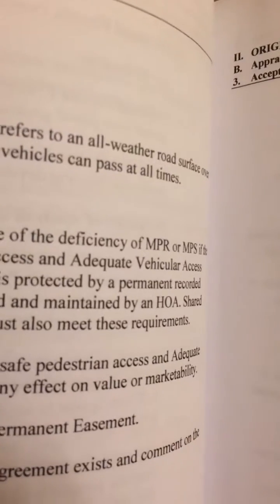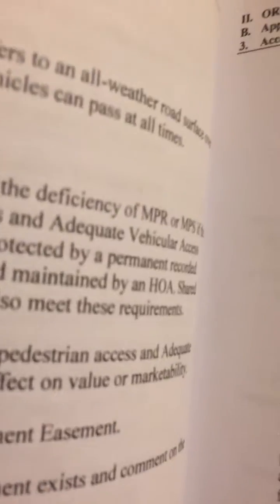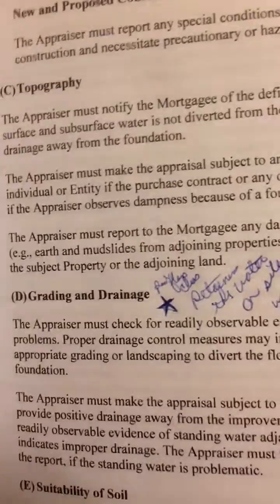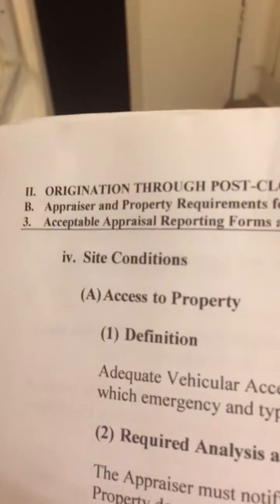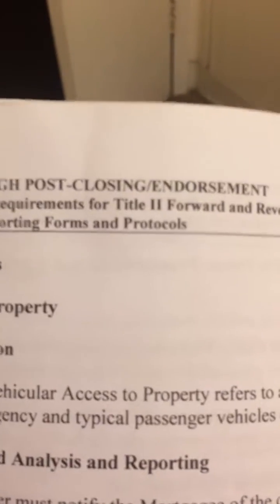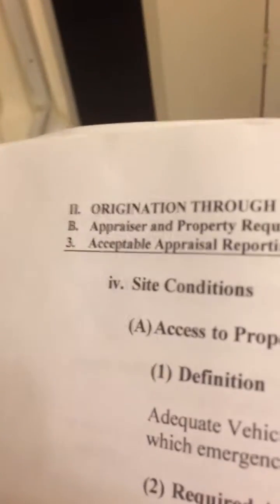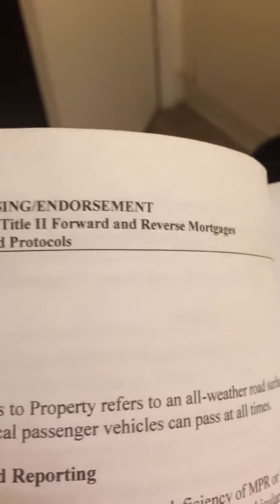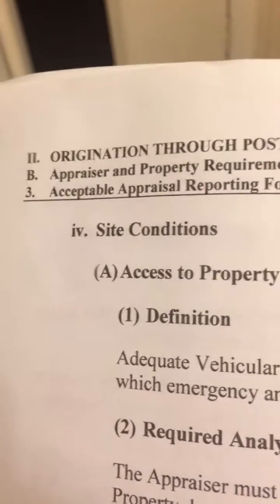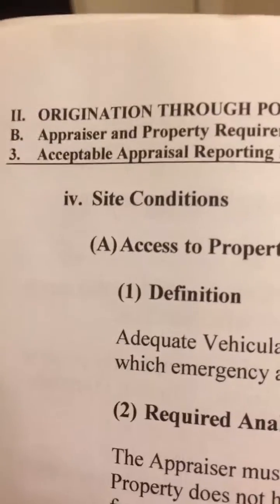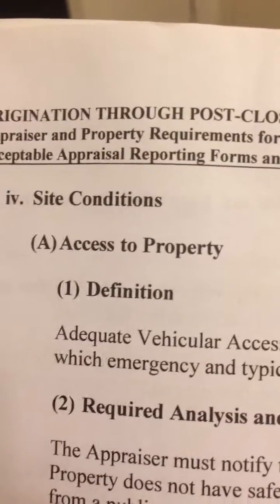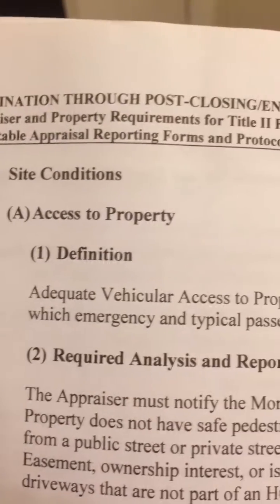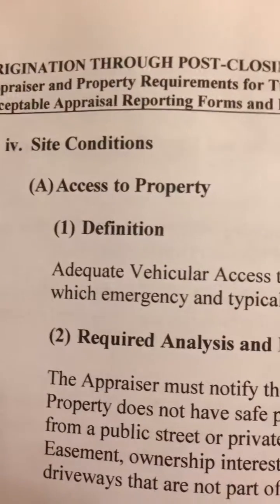Basic or FHA SFR Appraising Handbook 4000.1, page 24. 2. Origination through post-closing/endorsement. B. Appraiser and property requirements for Title II forward and reverse mortgages. 3. Acceptable appraisal reporting forms and protocols. 4. Site conditions. A. Access to property. 1. Definition.